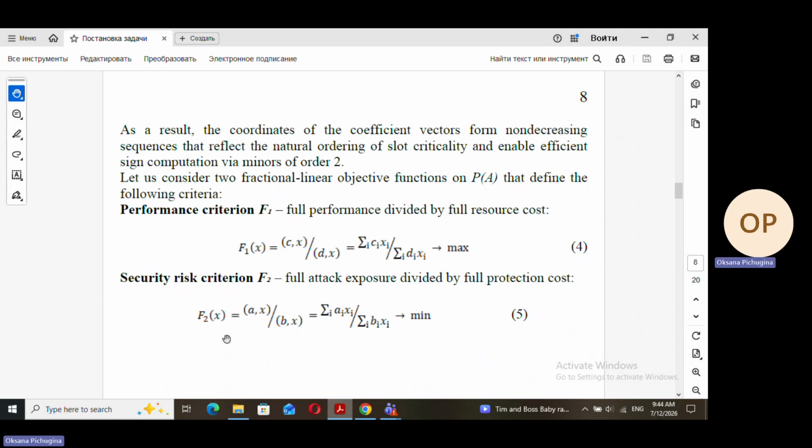F1 is evaluated as the performance divided by resource cost. Respectively, F2 is the total attack exposure divided by the total protection cost. We aim for F1 to be maximized and F2 to be as low as possible.